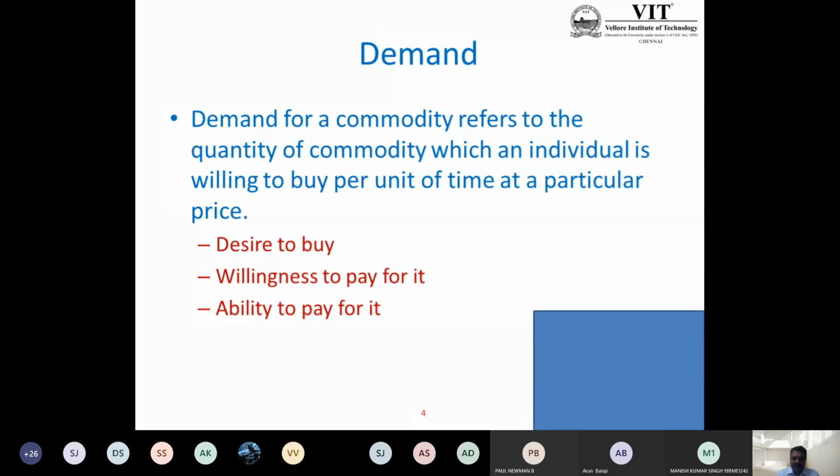Now this particular lecture and the next lecture, and probably another subsequent lecture, will be on demand. Then one lecture will be on supply. Okay. So what is demand? Demand for a commodity refers to the quantity of the commodity which an individual is willing to buy per unit time at a particular price. Looks very formal. A big definition-like stuff.